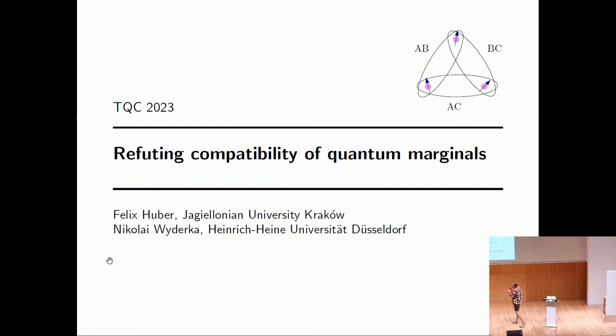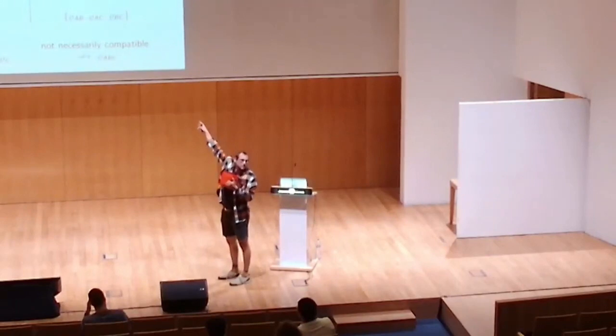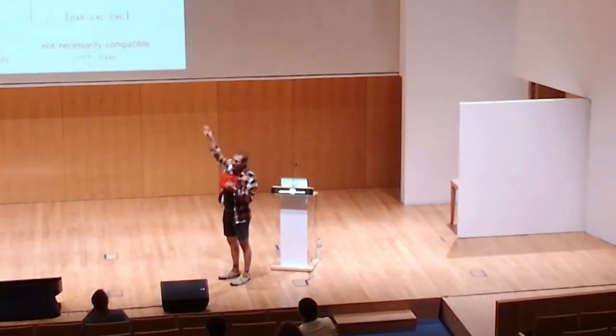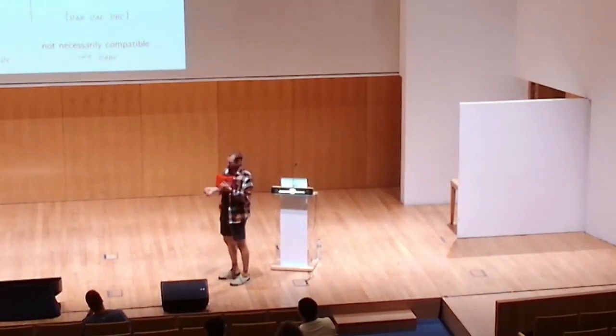On the right-hand side is this archetypical example where this compatibility does not work. Given some marginals on AB, on AC, and BC, they're not always compatible. And the simplest example is just to ask that AB, AC, and BC are singlets, or Bell states. And then we see that every one of these two-body reduced density matrices is pure, but of course that's not compatible with other pure states.